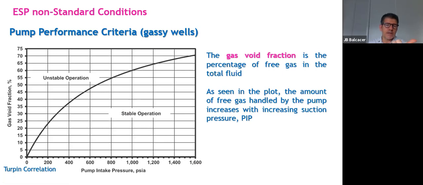The gas void fraction is the percentage of free gas in the total fluid. So normally the equations or the software programs have this calculation in the program. So in the design process, they will show if we are dealing with a stable operation or not.